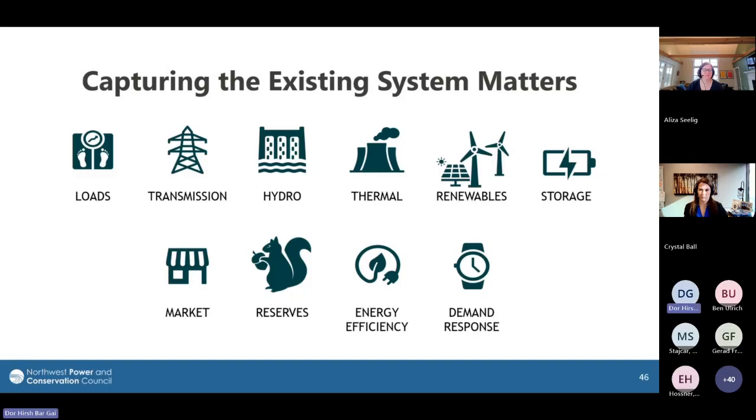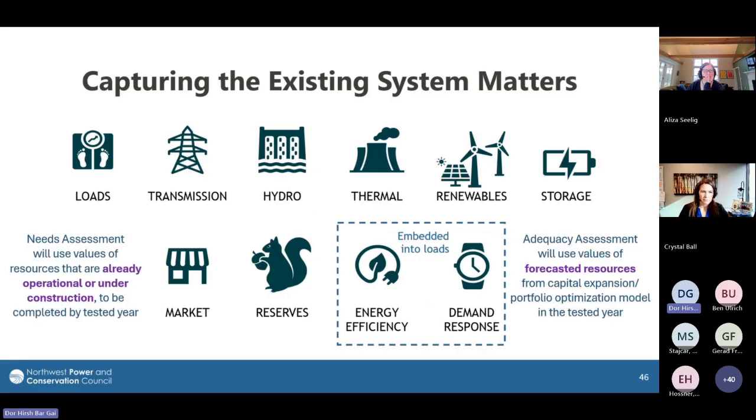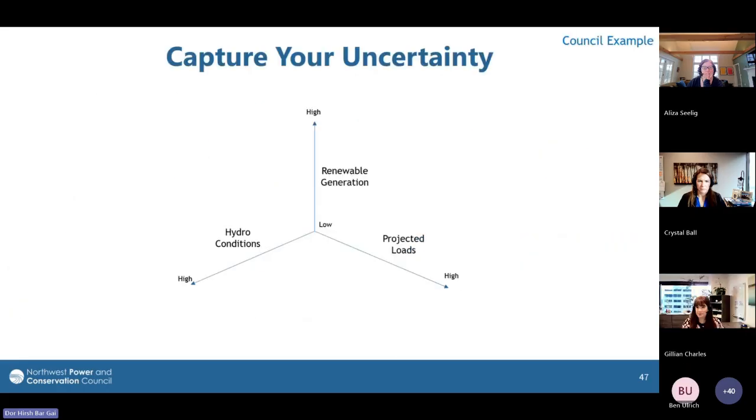You really need to capture the existing system. We're not going to go through all of these. These are icons you've seen before. The little squirrel is the reserves I promised are in the system. A needs assessment will use the values of all of these resources that are currently active today or under construction. An adequacy assessment will use your forecasted resources in a future year to then test adequacy. So think of adequacy assessment as when you know you have a strategy, and needs assessment as when you need to plan for the strategy. You use the results of the needs assessment to guide resource decisions.